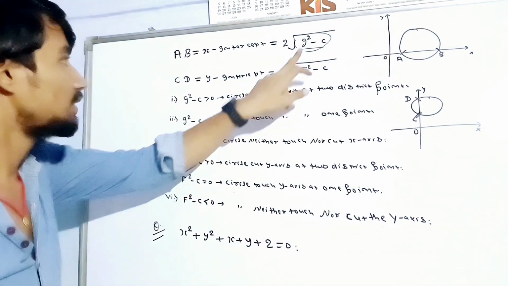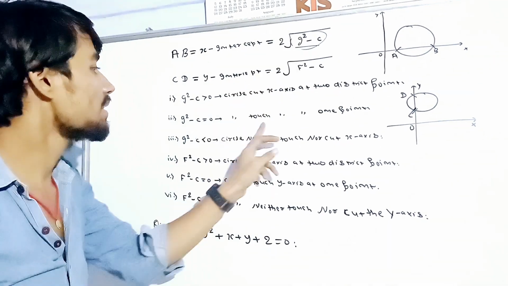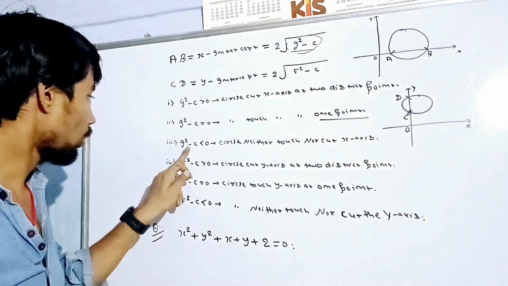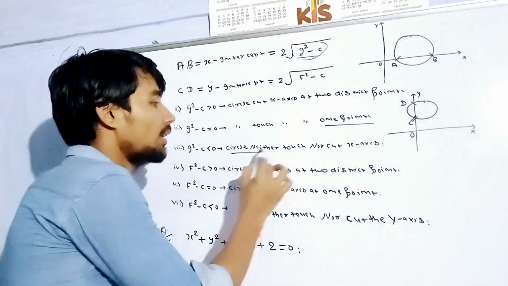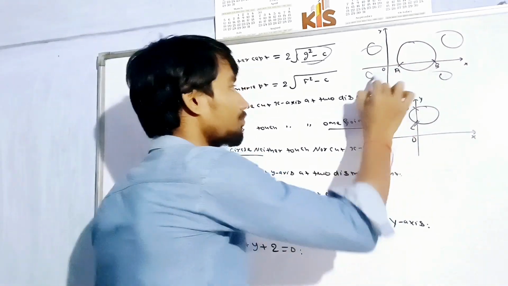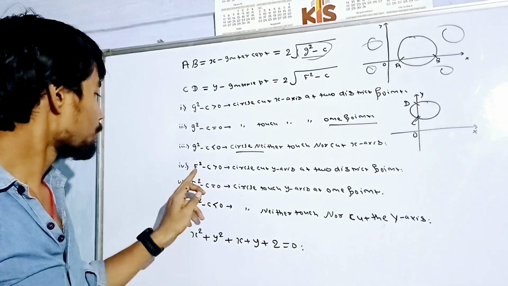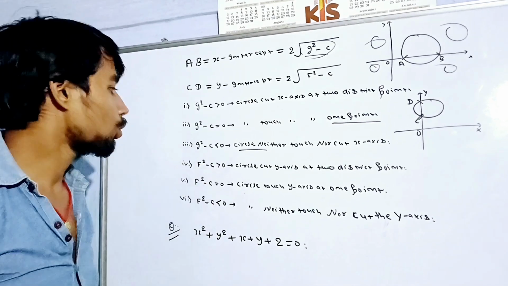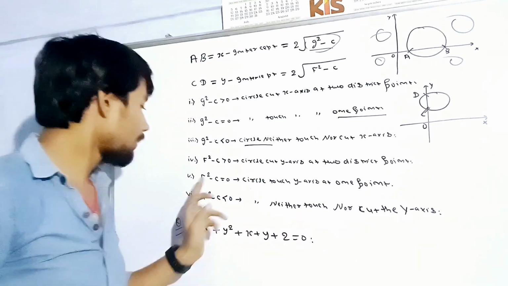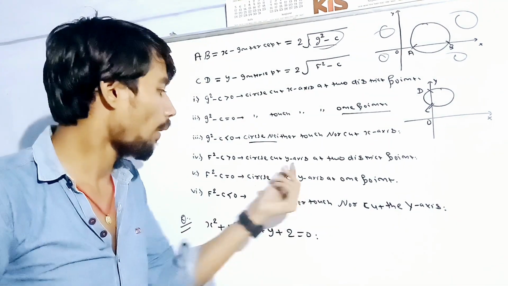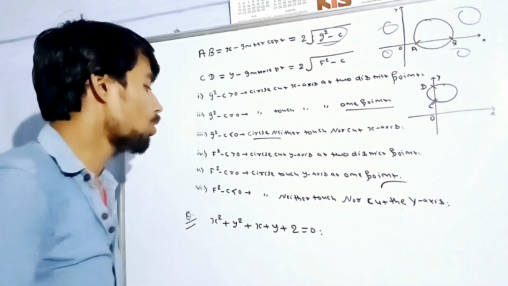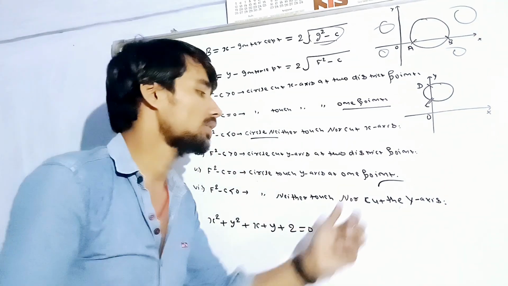When g square minus c is equal to 0, the circle touches the x-axis at one point. And if g square minus c is less than 0, the circle neither touches nor cuts the x-axis. That is, these types of cases occur. And if f square minus c is greater than 0, then the circle cuts the y-axis at two distinct points. If f square minus c is equal to 0, the circle touches the y-axis at one point. If f square minus c is less than 0, the circle neither touches nor cuts the y-axis.